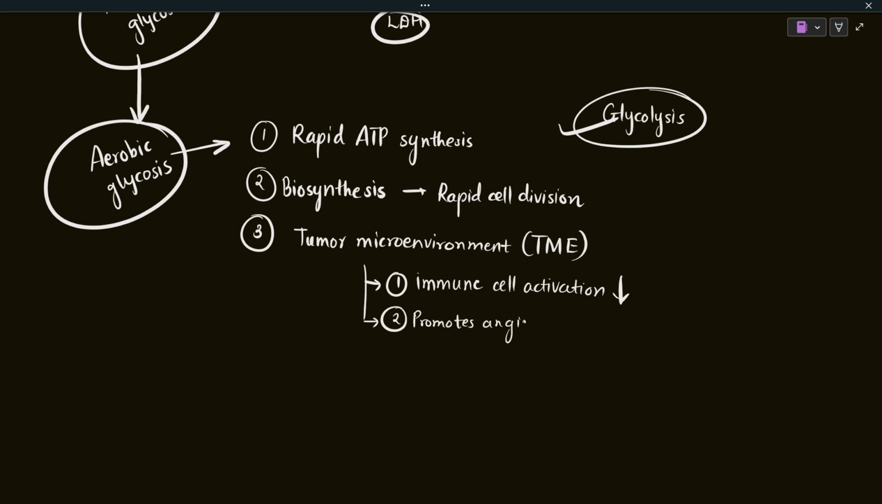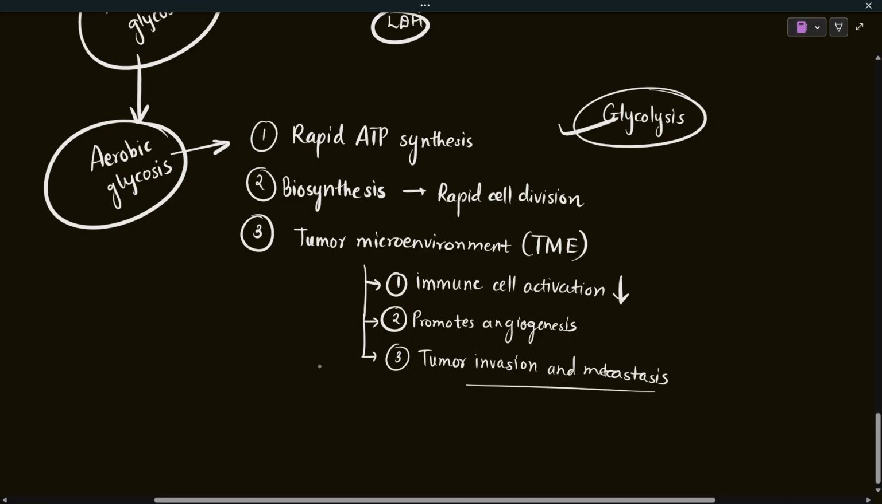We'll learn about angiogenesis in the next lecture. Then it also enhances tumor invasion and metastasis. When we learn about those hallmarks, we'll learn how exactly this happens. But for now, just remember that the proposal says that the tumor microenvironment is modified, and the Warburg effect enhances immune evasion.